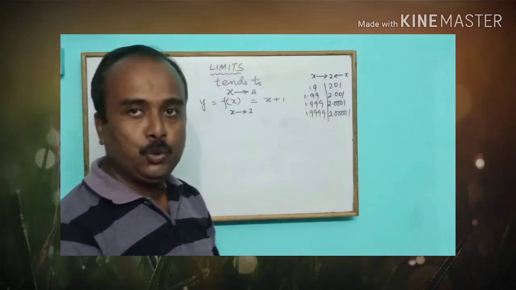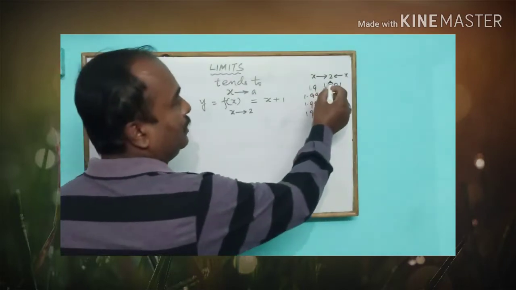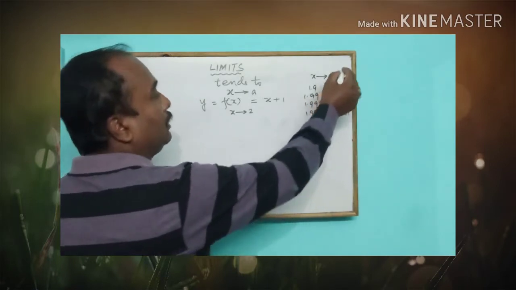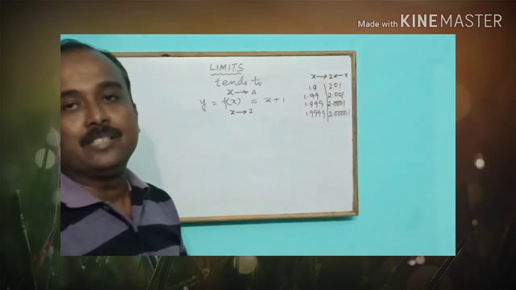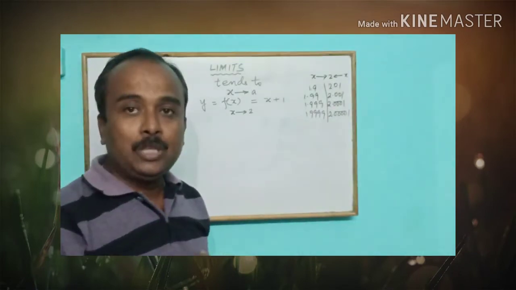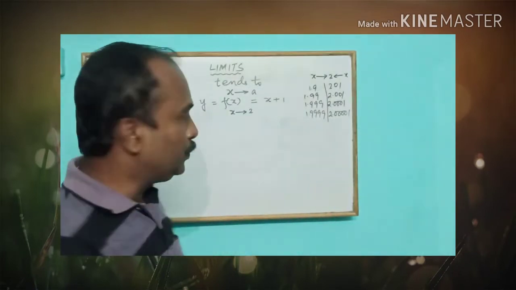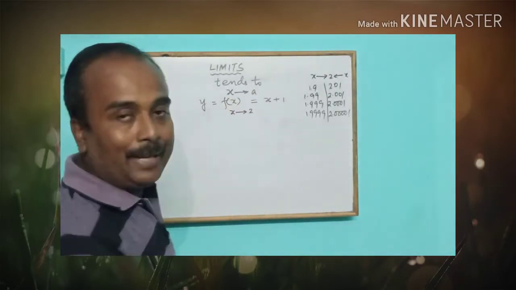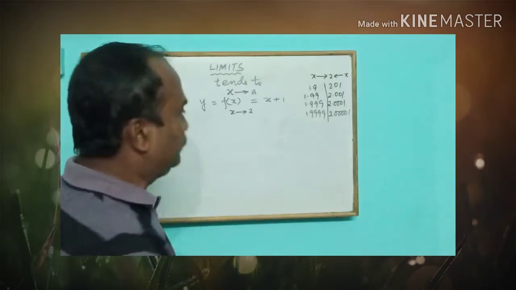Now, the more the number of zeros after the decimal increases, the gap or the difference between 2 and this number 2.01 or 2.001 decreases. And x is almost nearer to 2, but it is not exactly 2. This is the concept of tends to, x tends to a, or x approaches a.